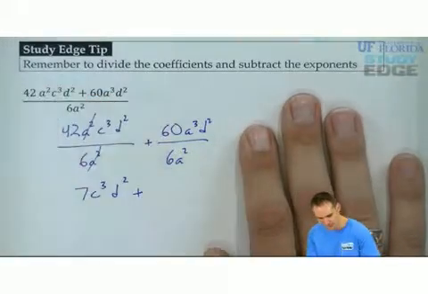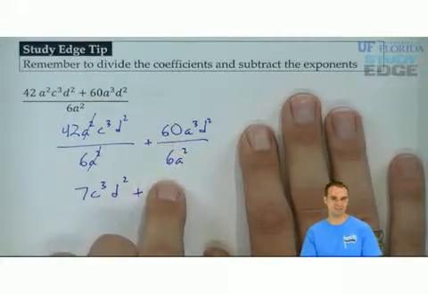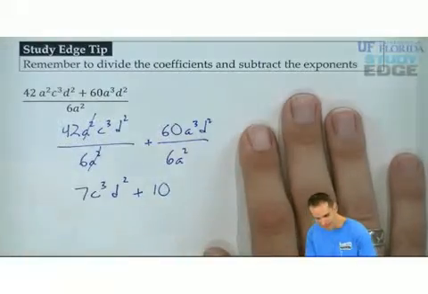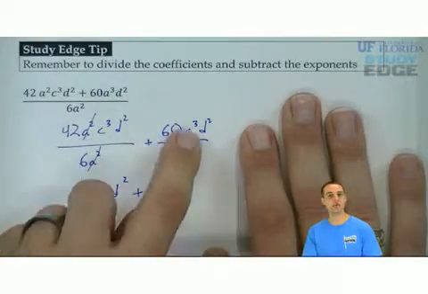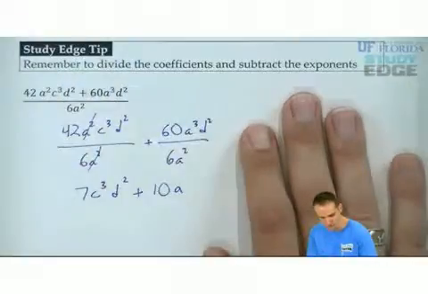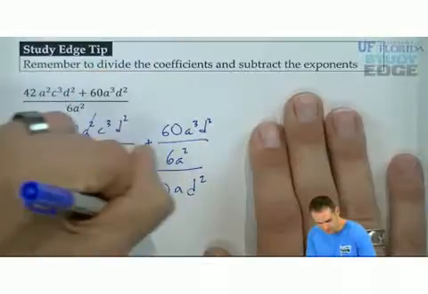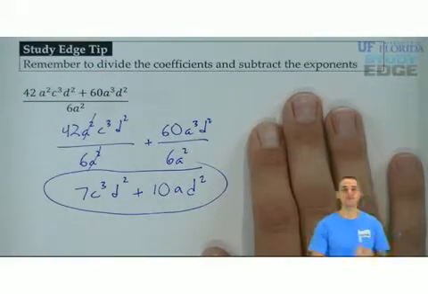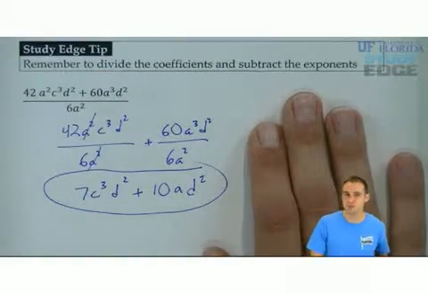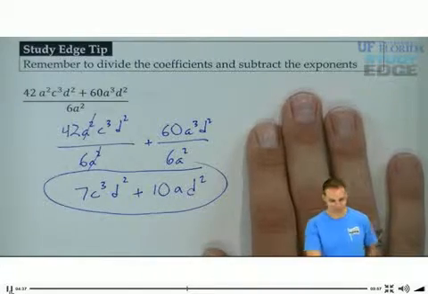Plus, let's do it again. 60 divided by 6 is 10. A cubed over a squared, 3 minus 2 will give you a to the first, or just a. And that d squared you leave alone. That's all you need to do. Split it up, and then we're dealing with monomials. Divide the coefficients and subtract the exponents.